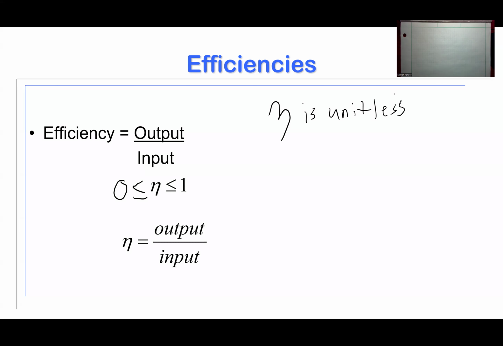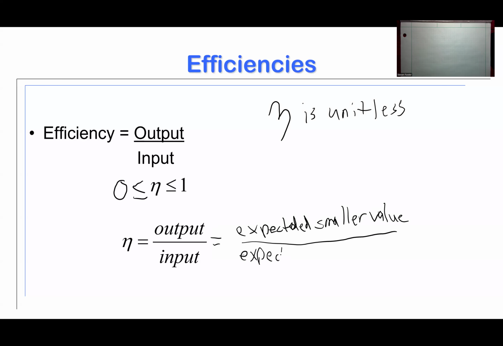It's a ratio. Your textbook loves to call it output over input, and that works a lot of the time. So this idea of output over input, that's okay. I would always suggest the expected smaller value divided by the expected larger value.